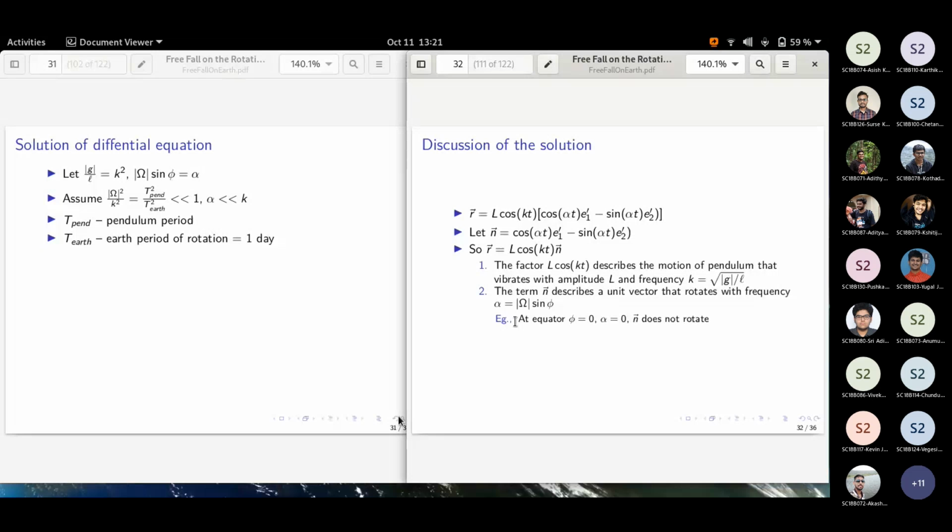However, we notice one thing: at the equator, phi, the latitude, is 0. Therefore, alpha is actually 0. So at the equator, since alpha is 0, the motion of this n vector is along only the east dash axis, so this contribution is always 0. So at the equator, the n vector does not rotate. That means the Foucault pendulum cannot be used at the equator to determine whether the Earth is rotating.